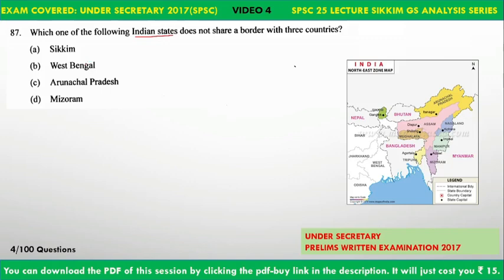Let us see Sikkim. Okay, Sikkim, here you can see in the map, here it's China, here it's Bhutan, and here it's Nepal. So Sikkim is surrounded by 3 countries, meaning Sikkim is out of the question. Okay, now let us see West Bengal. From the south, it is bordered by Bangladesh, right? And here it is bordered by Bhutan. Okay, and here it is bordered by Nepal. So West Bengal is also bordered by 3 countries. It is also out of the question.